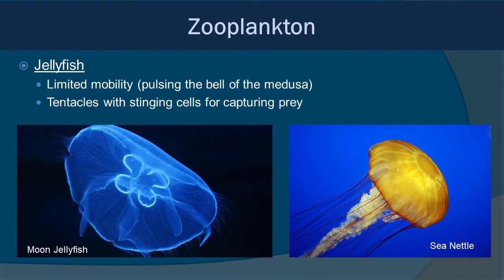Now, on the larger side of things, we have jellyfish. They're considered plankton because they have limited mobility. All they really can do is pulse the bell of their medusa form to move around a little bit. Their tentacles have stinging cells, and they use that to capture prey. So they are a big predator in the plankton community.